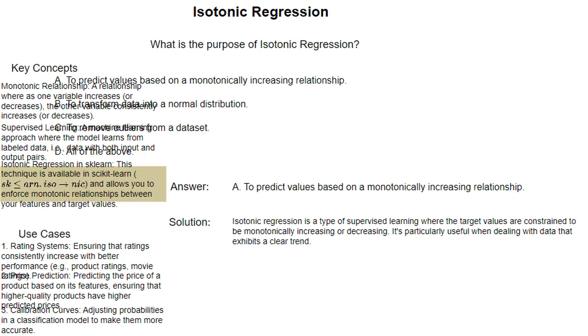Calibration curves: adjusting probabilities in a classification model to make them more accurate. In a spam detection model, we might get probabilities for whether an email is spam or not. We want these probabilities to be well calibrated. Isotonic regression can be used to adjust the probabilities so that if the model assigns a higher probability of spam, it truly indicates a higher likelihood of being spam.